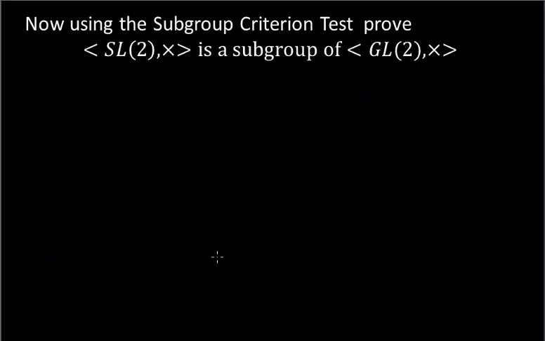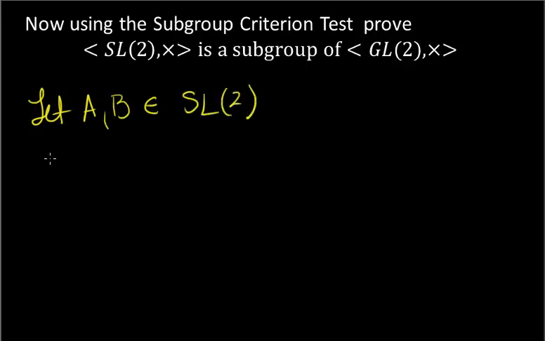Now see how easy it is. We're going to prove the same thing we did before, that the special linear group is a subgroup of the general linear group under multiplication. And look how easy it is if we use the subgroup criterion test. All I need to do is let A, B be any two matrices in SL2, and I need to show that AB inverse is in there. Well, to live in SL, you have to have a determinant of 1. So I'm just going to take the determinant of AB inverse. Now, why can I just write B inverse? Because I know it lives in GL.